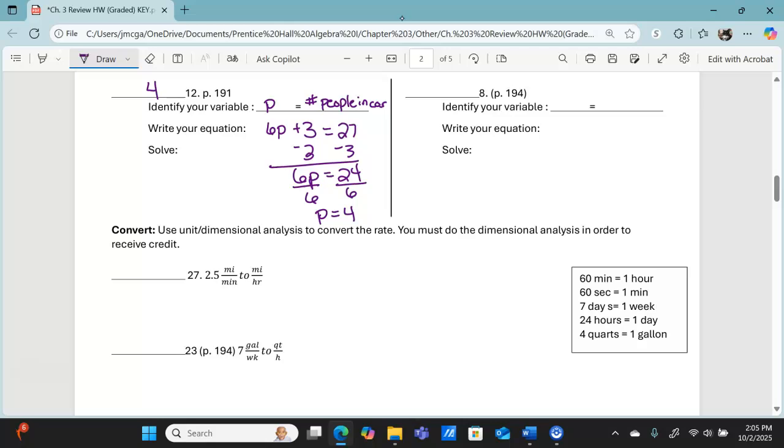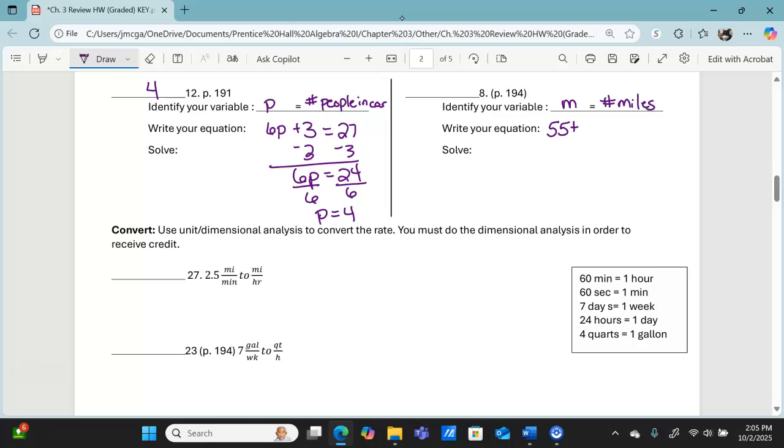And then on page 194, number 8 says the rate to rent a certain truck is $55 per day plus 20 cents per mile. Your family pays $80 to rent a truck for 1 day. So you know you've paid $55. You don't know how many miles you went. So let's let M equal the number of miles.